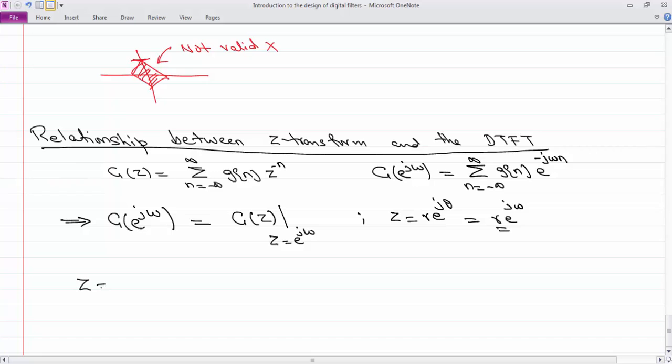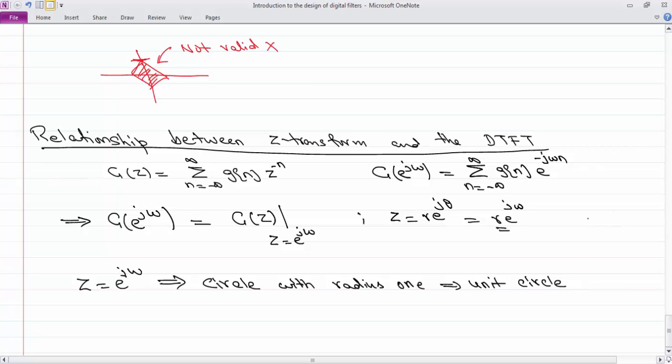So z equal to e to the j omega, as omega goes from minus pi to pi or 0 to 2 pi, whichever convention you want to use for your direction, makes up a circle with radius 1. This is called the unit circle.